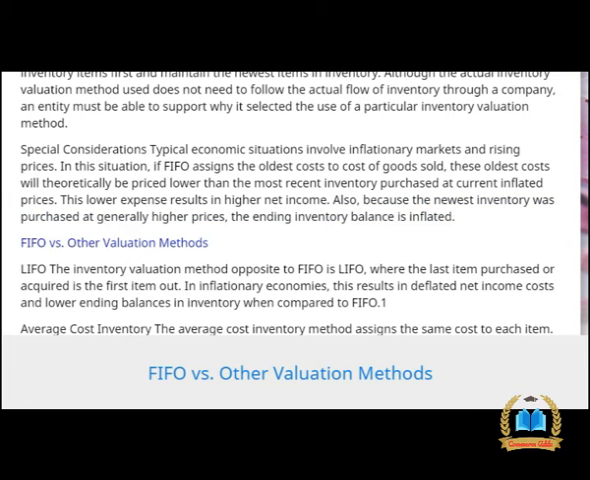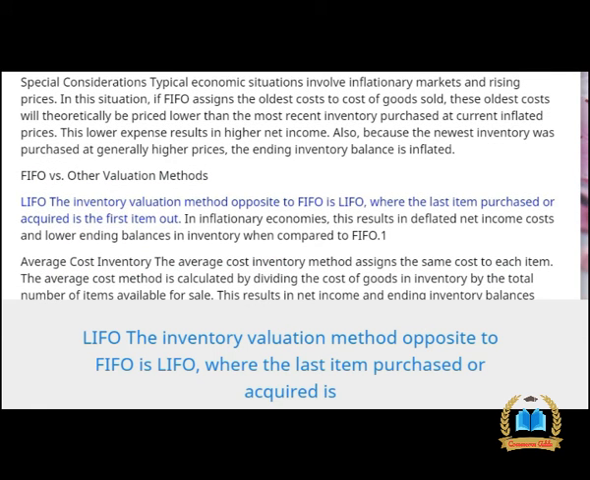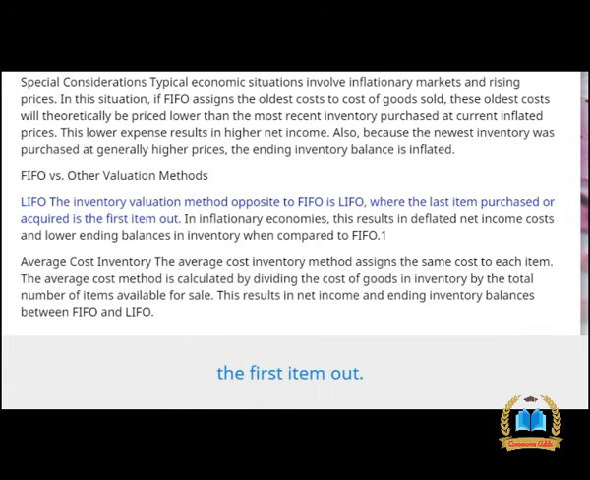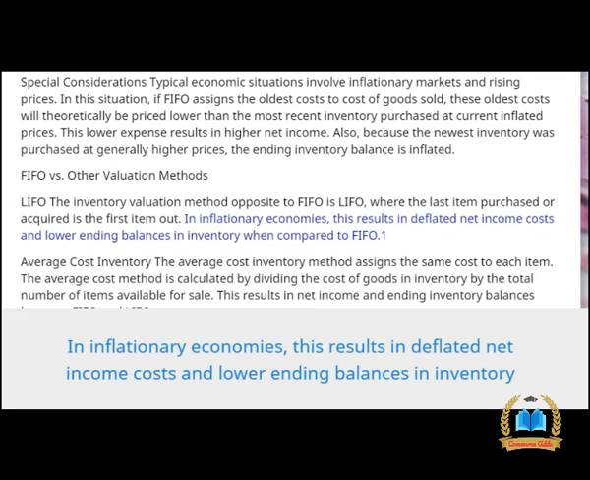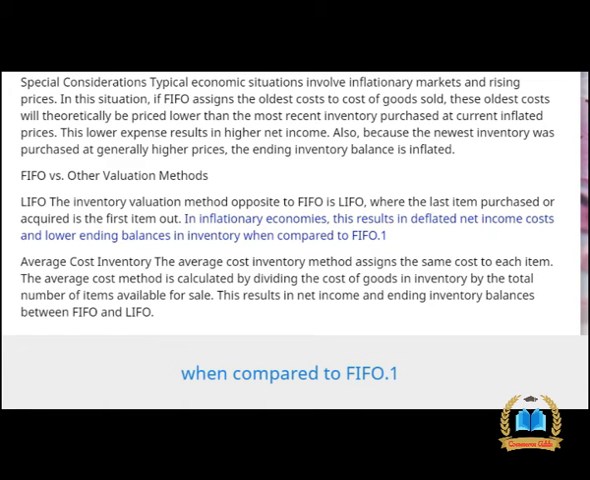FIFO vs. other valuation methods. LIFO. The inventory valuation method opposite to FIFO is LIFO, where the last item purchased or acquired is the first item out. In inflationary economies, this results in deflated net income costs and lower ending balances in inventory when compared to FIFO. Point 1.